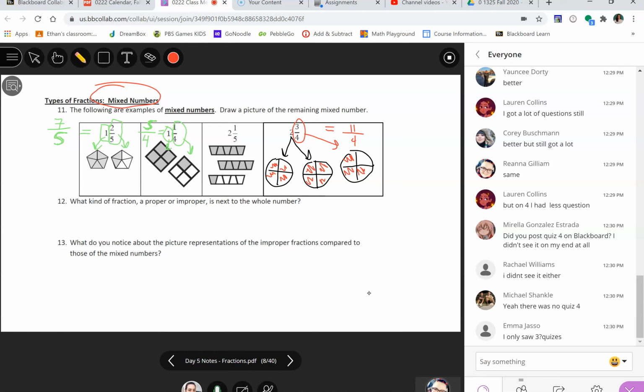So your follow-up questions: what kind of fraction is next to the whole number? There's a proper fraction next to the whole number. And what do you notice about the pictures? The pictures are greater than 1 whole. It's just like the improper fractions, they're greater than 1 whole. You have more than 1 whole. When you have a mixed number, you have more than 1 whole, just like when you have an improper fraction. Okay, so let's talk about converting back and forth between those.